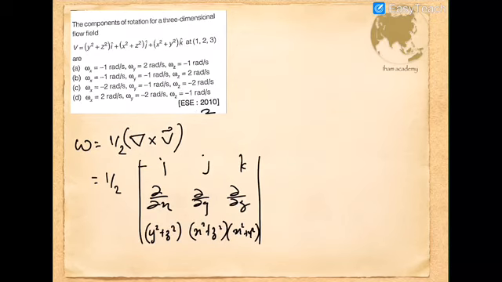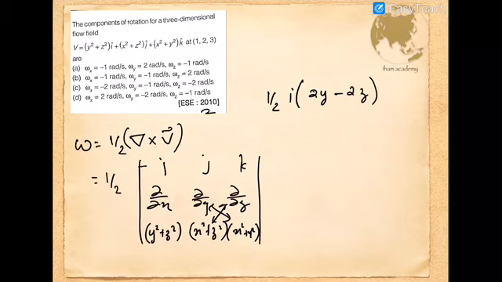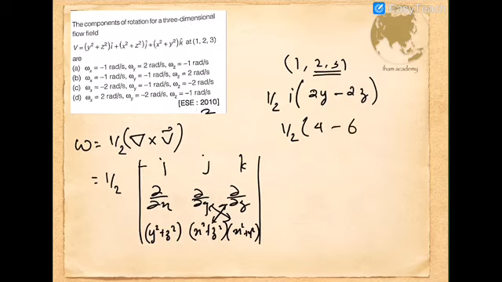So now we are going to expand from the first point. So 1 by 2 into i into dou y of x square plus y square, we have to take the cross value. Clear? So dou by dou y, you will get minus 2z. Substitute the values for y and z, that is 2, 3. Then we will get 1 by 2 into 4 minus 6, that is going to be minus 1. So minus 1 i will be the first component.